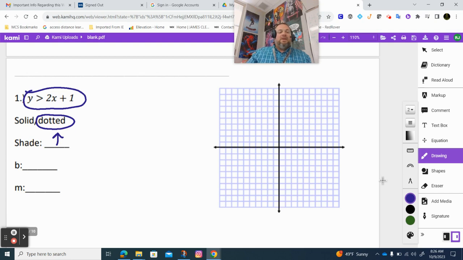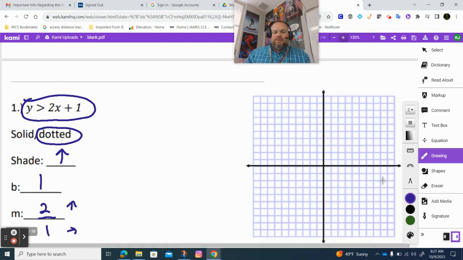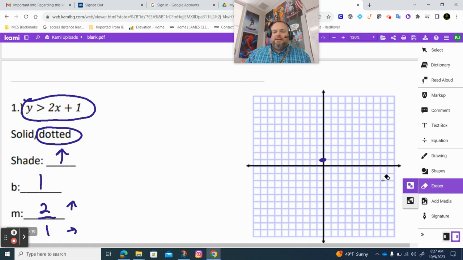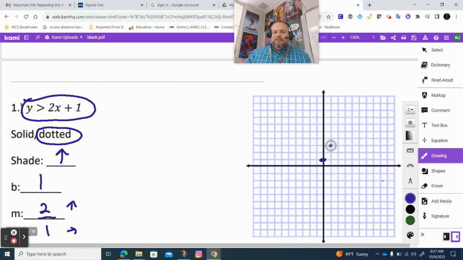What is our b? What is the number without x? 1. What is our m? What's our slope? Yep, 2 over 1. Nice, because that means we're going to go up 2, to the right 1. Perfect. All right, so when we start graphing this, we go over here to the line. We start right here. We're going to go over 1, up 2. Over 1, up 2.